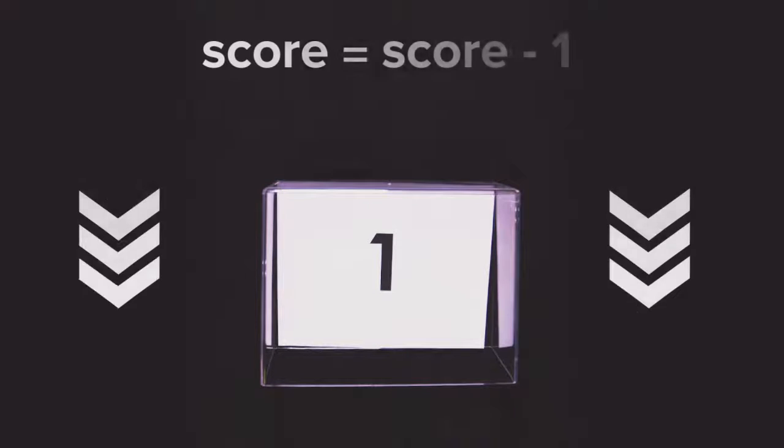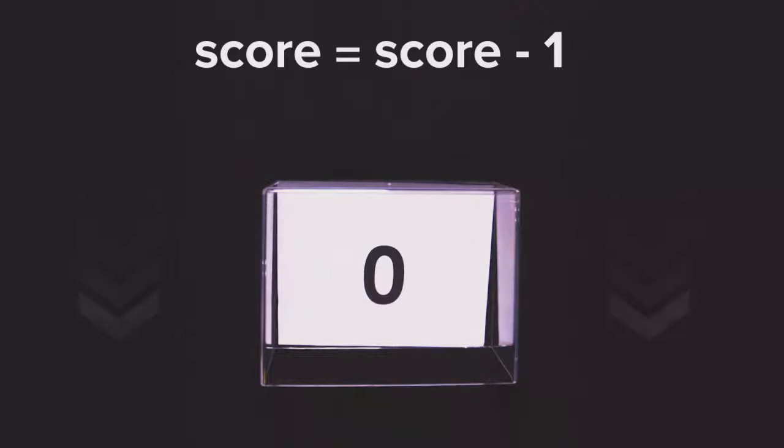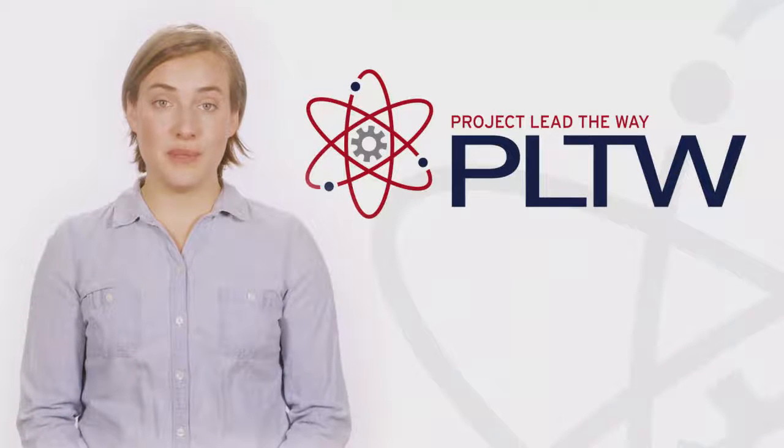Number variables can also decrement or update to a lower value. For example, in a game, this might occur if the game takes points off your score whenever you run into an obstacle. Now let's consider an example of the text data type variable.